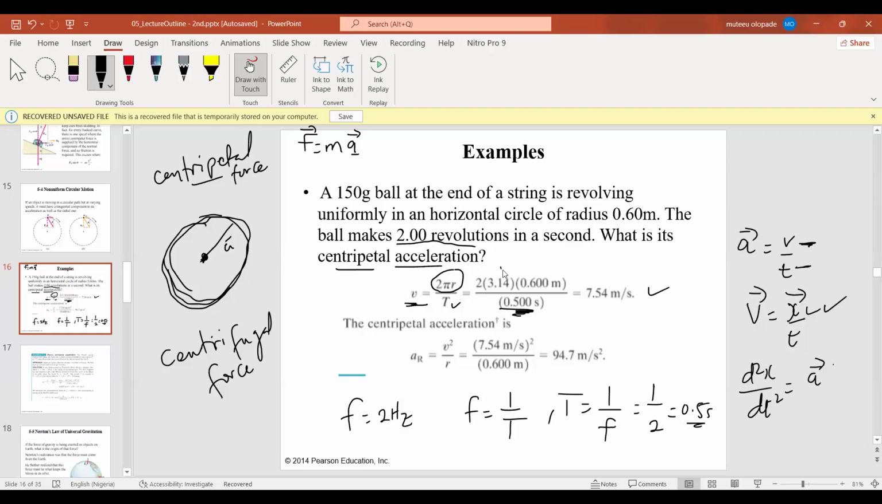We know the pi, we know 2 is a constant term, and the radius given to us here is 0.6 meters. So when we solve for this, we get the velocity. So in order to calculate the acceleration under circular motion, it is usually given as V squared divided by R. And that is what has been done here. So we're able to calculate our centripetal acceleration. And that is what we have here now.